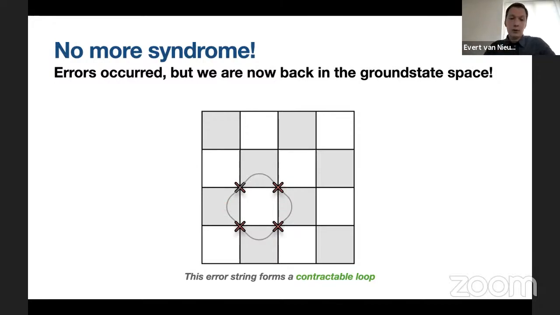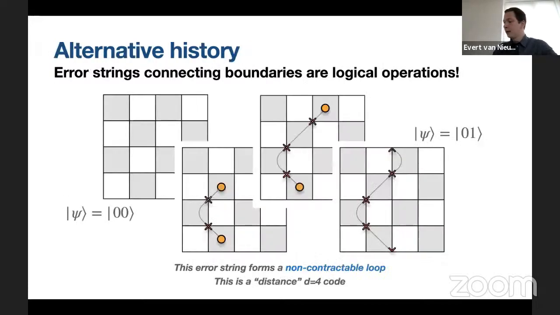But we don't know in principle if we are back in the same ground state, right? We had 4 different ones, and we started in one. The question is, are we still in the same one, or did we move to another of the ground states? And that can actually happen. The way you move from one ground state to another is by forming non-contractible loops. So let's say that this initial state represents the 0, 0.